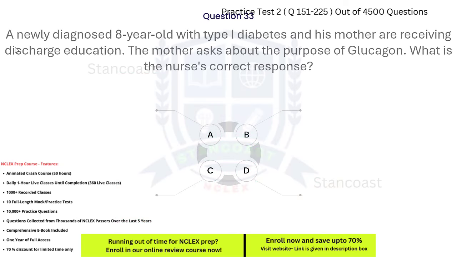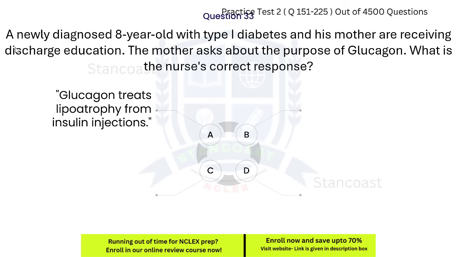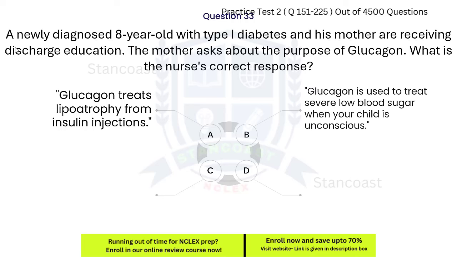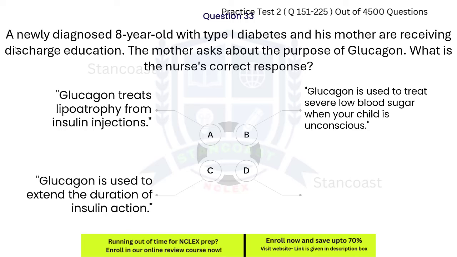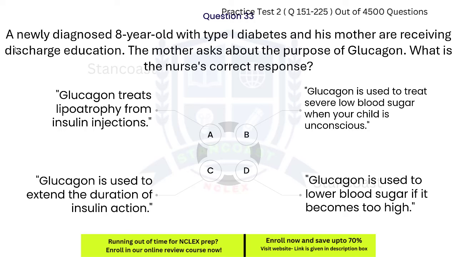Next question. A newly diagnosed 8-year-old with type 1 diabetes and his mother are receiving discharge education. The mother asks about the purpose of glucagon. What is the nurse's correct response? A. Glucagon treats lipoatrophy from insulin injections. B. Glucagon is used to treat severe low blood sugar when your child is unconscious. C. Glucagon is used to extend the duration of insulin action. D. Glucagon is used to lower blood sugar if it becomes too high. Think about the emergency use of glucagon.